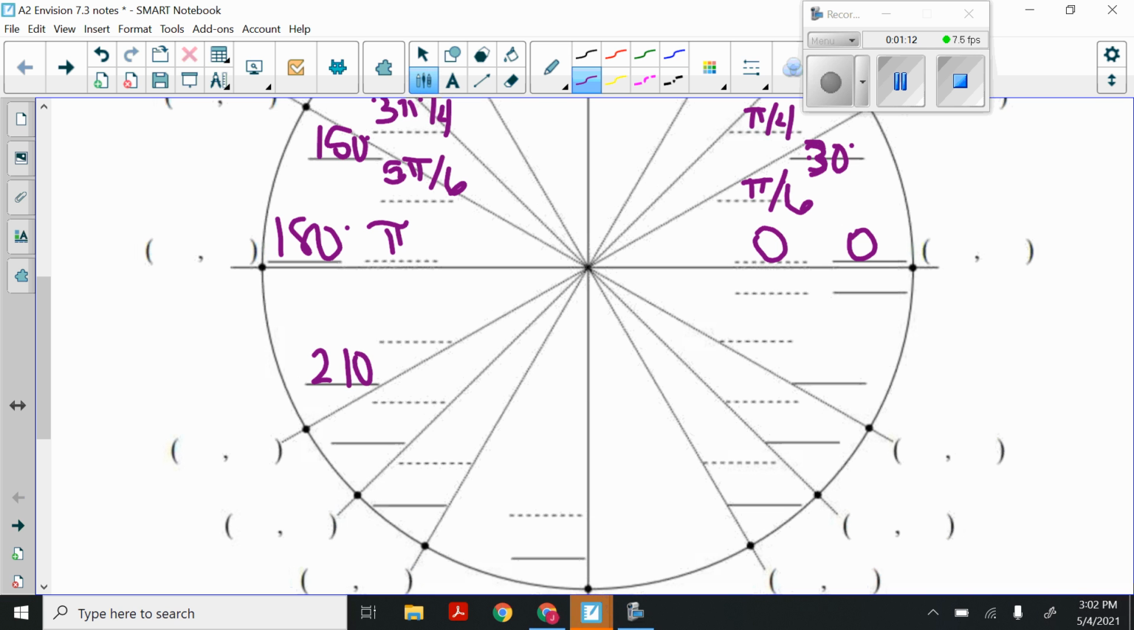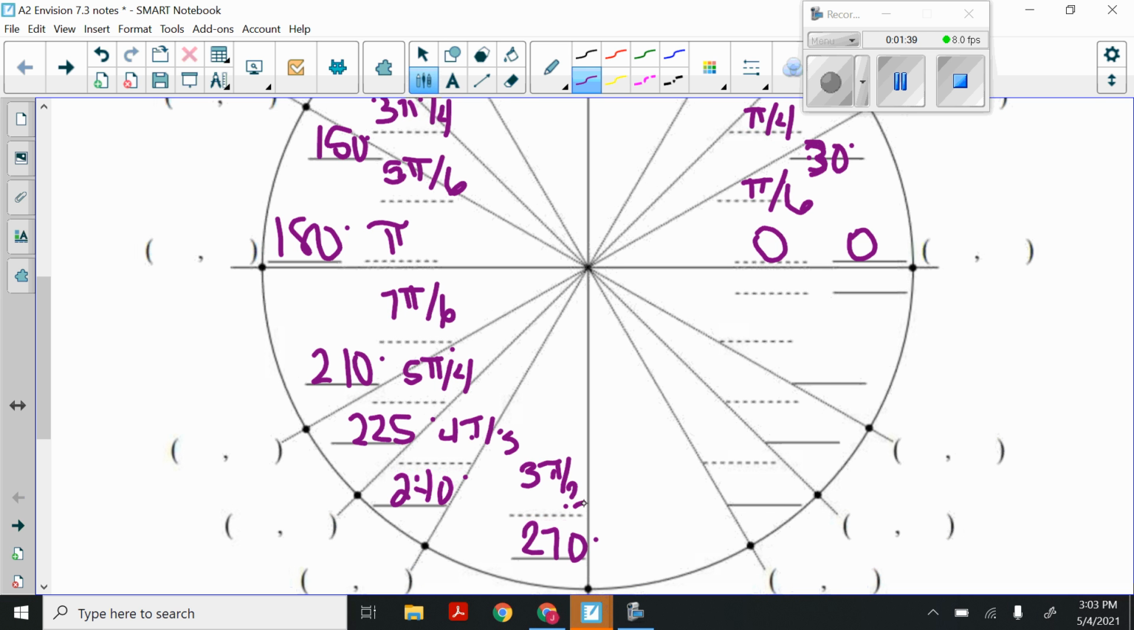210 degrees, which is 7 pi over 6 radians, 225 degrees, which is 5 pi over 4 radians, 240 degrees, which is 4 pi over 3 radians, 270 degrees, which is 3 pi over 2 radians.